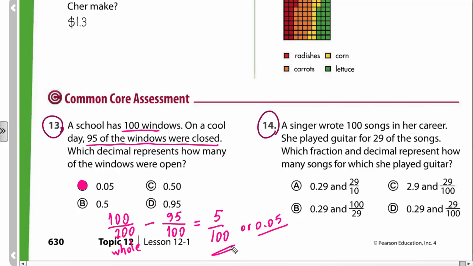Okay, 30 seconds. Try to solve question 14. It's the same. 100 songs, 29 songs. Okay, great. But please do not use your mics.